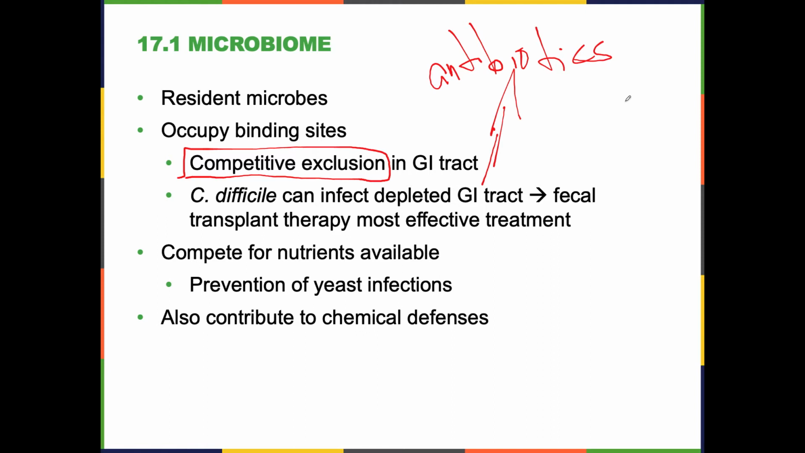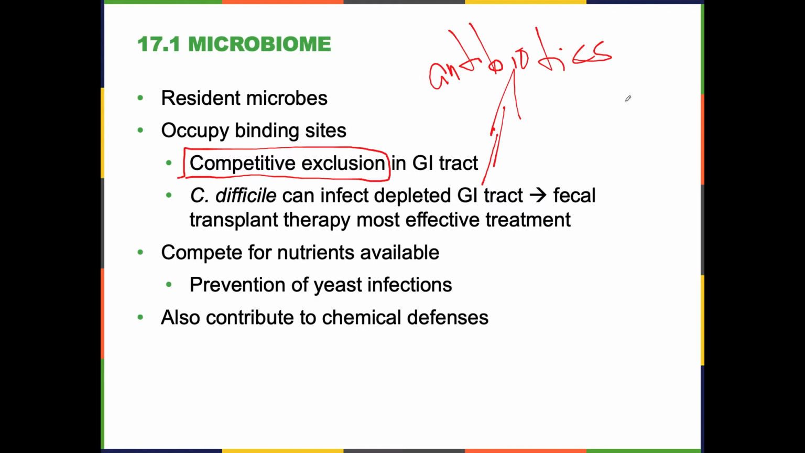The other thing our resident microbes do is that they compete for nutrients, right? So many yeast infections, which are not quite as fast growing as bacteria, often get outcompeted because they can't eat as fast as the bacteria that are living there. So they make us overall less able to compete. And then we'll talk later about some of the chemical defenses. Some of the chemical defenses produced by our body are actually produced by our resident microbes, right?